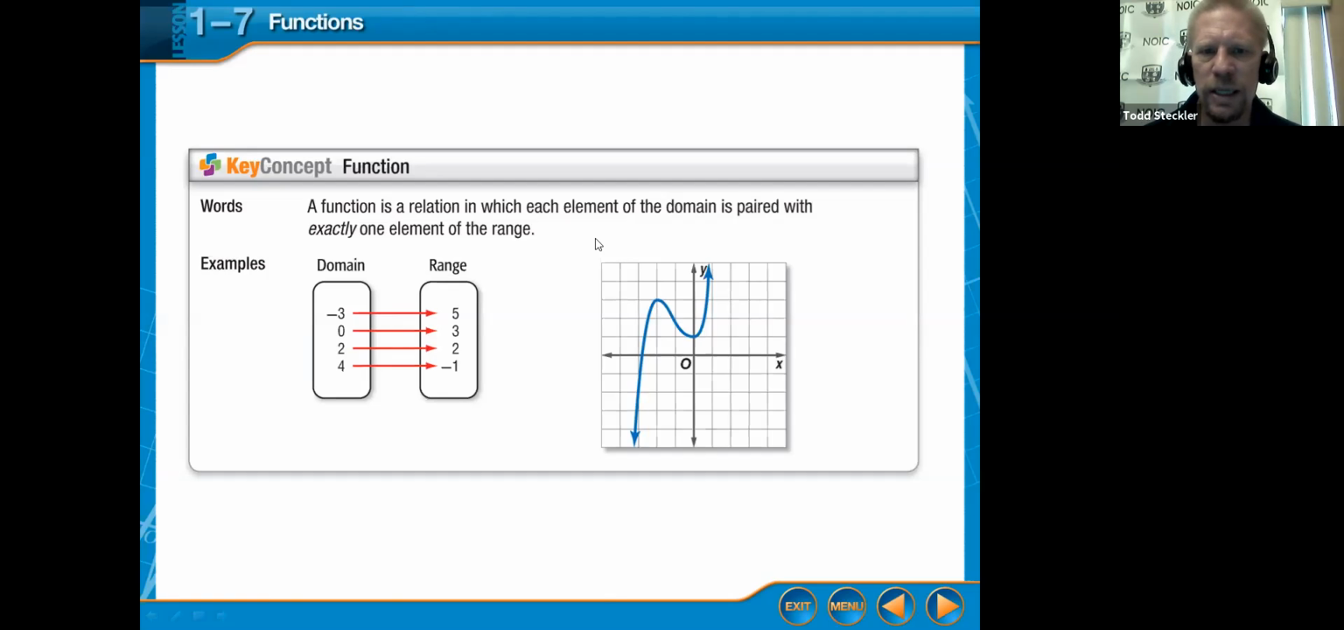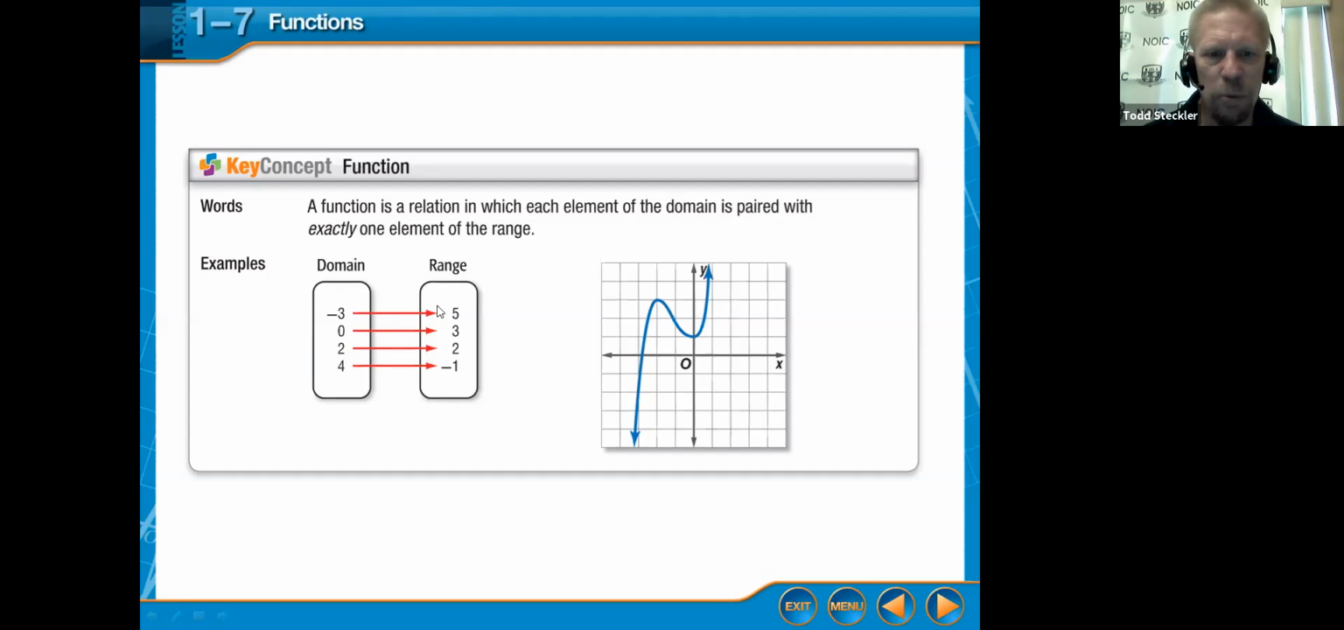What it says is that each element of the domain, every member of the domain, must be paired with exactly one element or one member of the range. So to be a function, each and every domain member can pair with exactly one member of the range. Let's take a look at some examples.